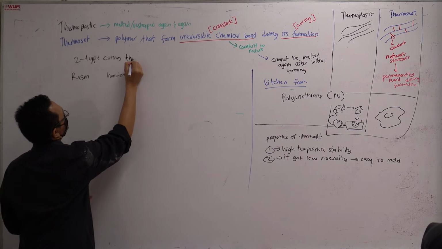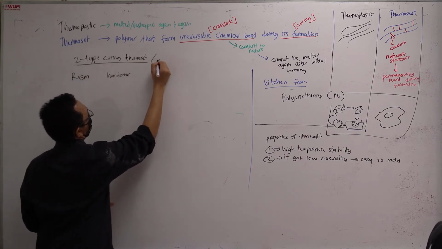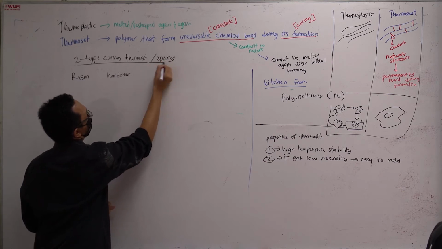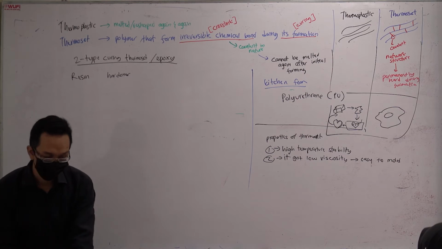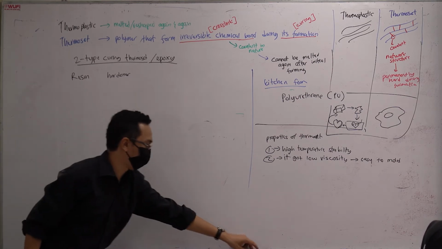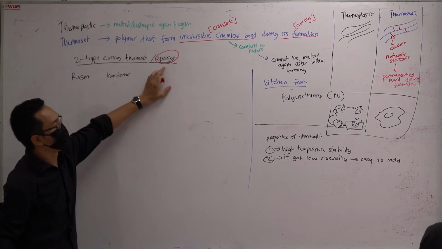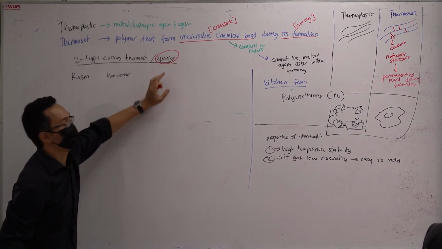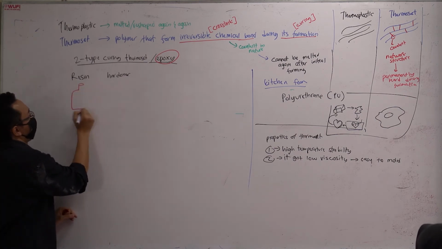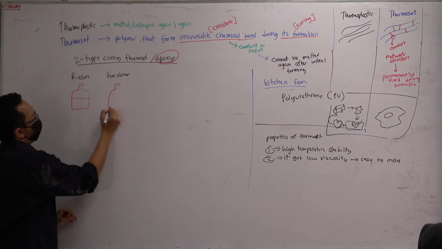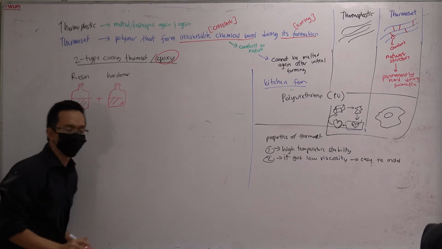Whatever, thermoset. Normally they give the name epoxy. So one of the examples of thermoset is epoxy, and normally epoxy comes in two types. You have the resin, you have the hardener, and these two things come in liquid form. In order to make the epoxy, you need to combine these together.